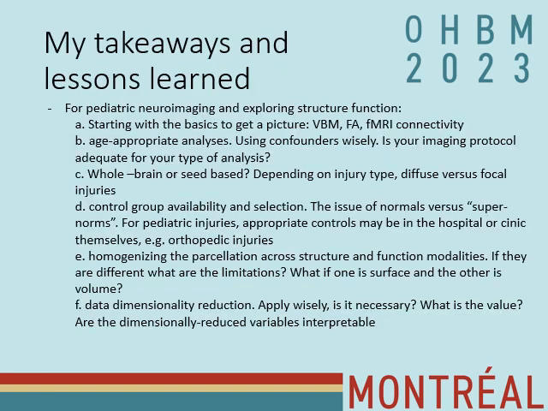Okay, so to conclude, there were a fair amount of lessons that I particularly learned from exploring pediatric neuroimaging, and some of the ones that strike out at me are, for example, starting with the basics, so things like VBM, diffusion weighted imaging, fractional anisotropy, fMRI connectivity are good places to start. Using age-appropriate analyses and the types of confounders that you need to consider.